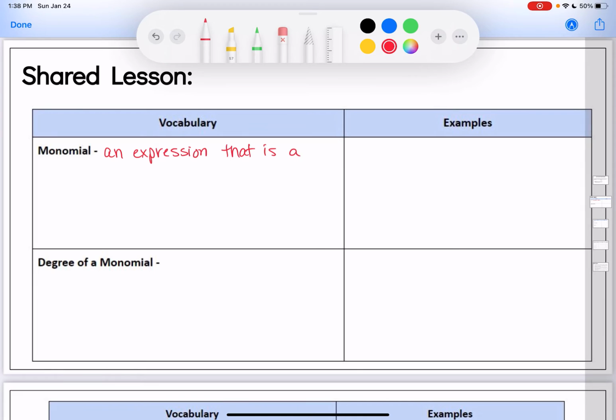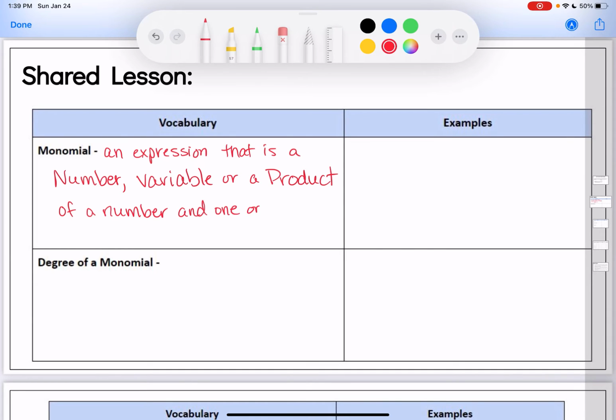that is a number, a variable, or a product of a number and one or more variables. Now, that's a lot of words, and I'm sure that some of that doesn't quite make sense, but let's think about it again. Okay, it's an expression that is a number, a variable, or a product of a number and one or more variables.